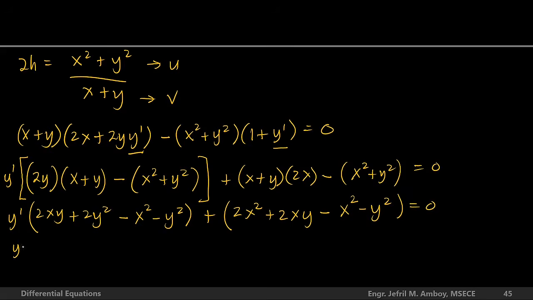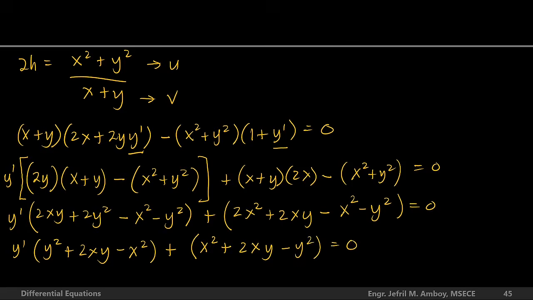So we simplify this further. Y prime times here. What will be left is 2y squared minus y squared. So we will be left with a single y squared. And then here plus 2xy and then minus x squared. And then plus this term which does not have a multiplier of y prime. 2x squared minus x squared is just a single x squared. And then plus 2xy minus y squared equals 0.